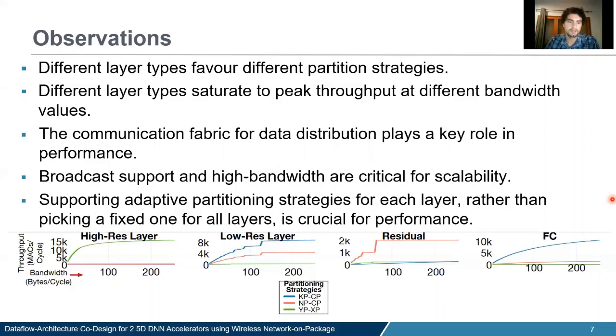So since different layers require different data flows in order to be optimum, if we were able to support an adaptive partitioning strategy in real time across the DNN model, or even in other DNN models, that would be really an advantage.